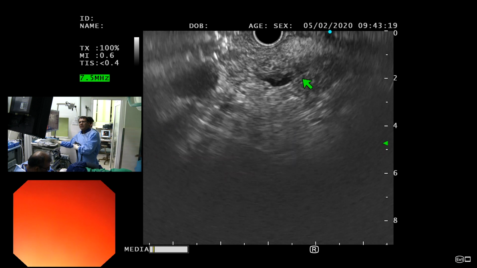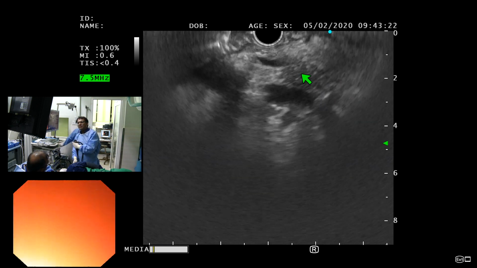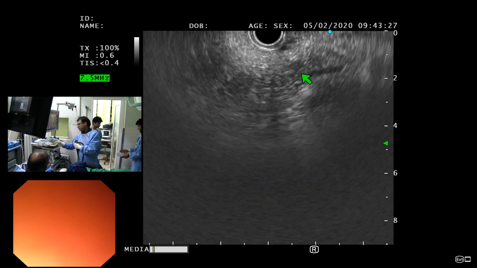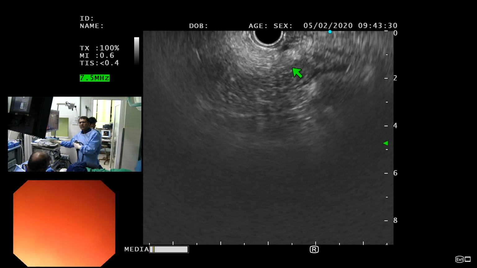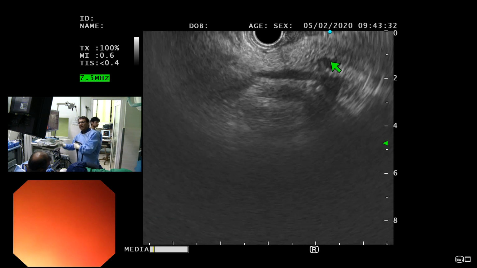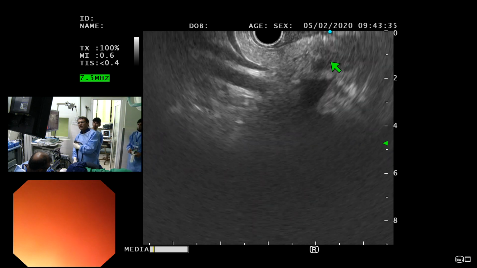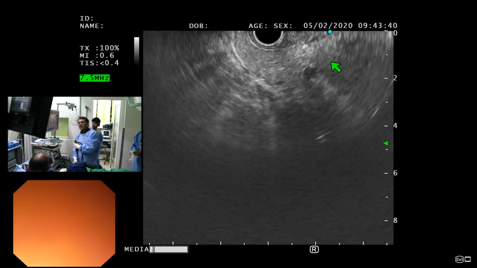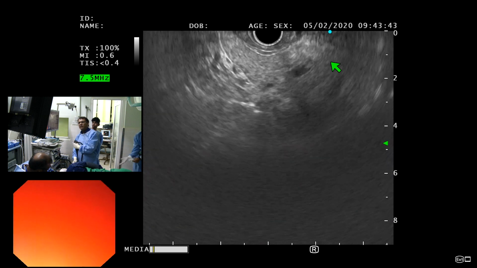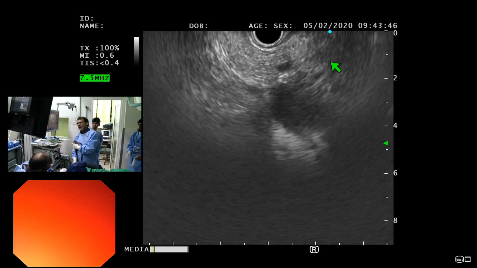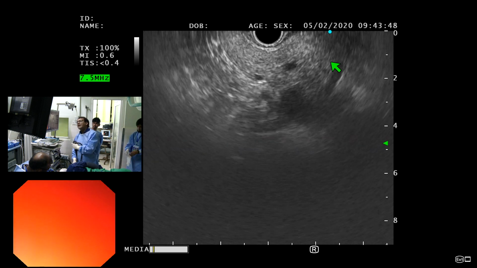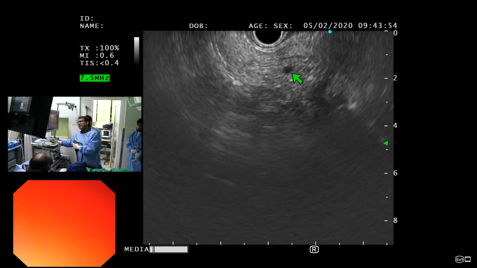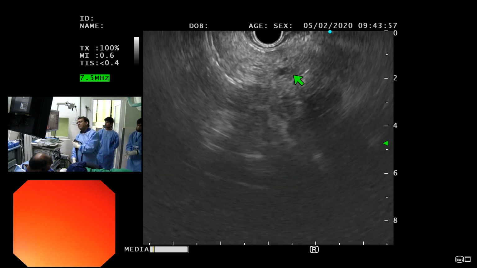So I'm going to come back now right here. Gently coming back, trying to keep an eye on the PD, which is right here, going this way, right there. Pulling the scope back, the duct is still there. I'm going to let the wheel go a little bit because it wants to go away from me, which is fine, because it has to move back into the duodenal bulb and then into the stomach. So you see that I did not let the duct go at any point, and I'm back in the stomach.